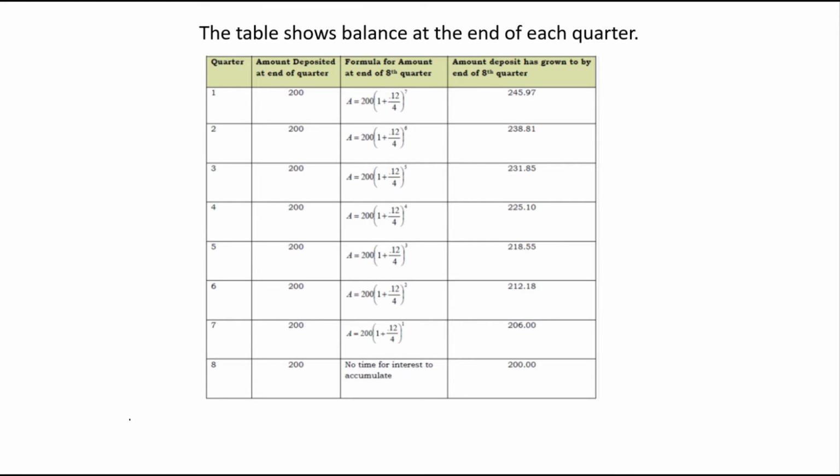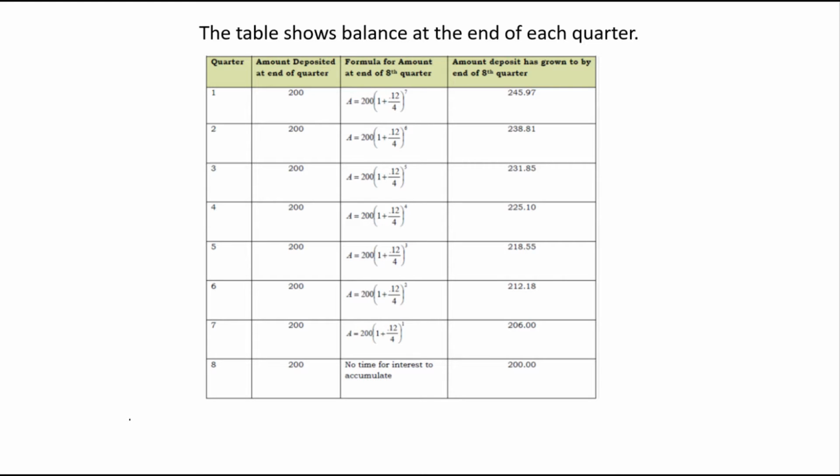The table has 4 columns and 9 rows. The first row labels each column. The first row, first column is the quarter. Numbers following it are 1, 2, 3, 4, 5, 6, 7, and 8 for each of the quarters. The next column is titled Amount Deposited at the end of each quarter, and that's $200 for every entry.